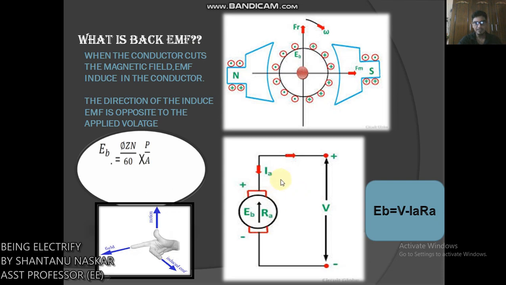A simple conventional circuit diagram of the machine working as a motor is shown in this diagram. In this case, the magnitude of the back EMF is always less than the applied voltage. The difference between the two is small when the motor runs under normal conditions. The relation between the main supply voltage, back EMF and armature current is given as EB equals V minus IA RA.